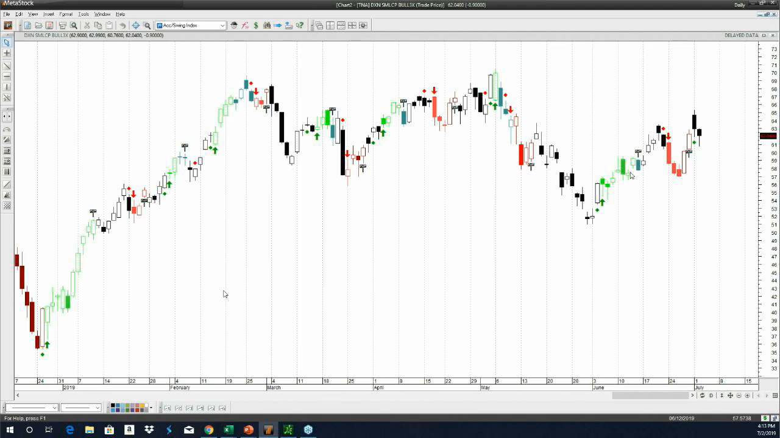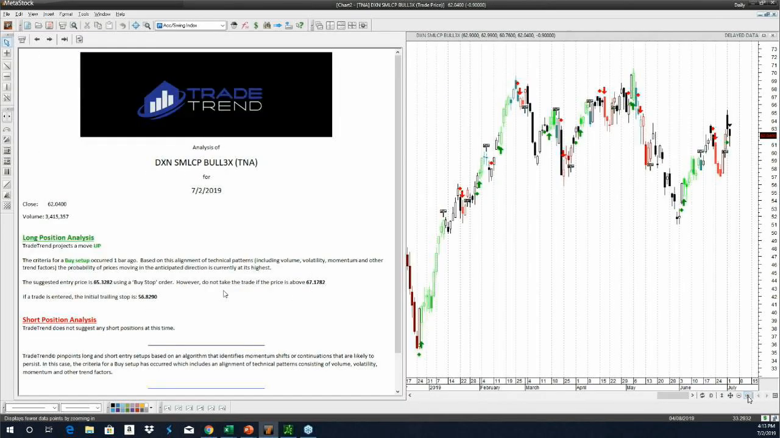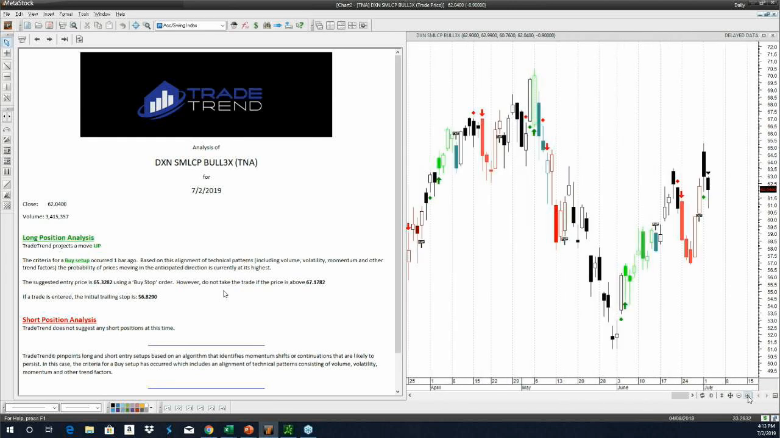So how do we know what price to get in? Well, that's all shown in the commentary. So if we click on View Expert Commentary, it's going to tell us exactly what price to enter the trade.